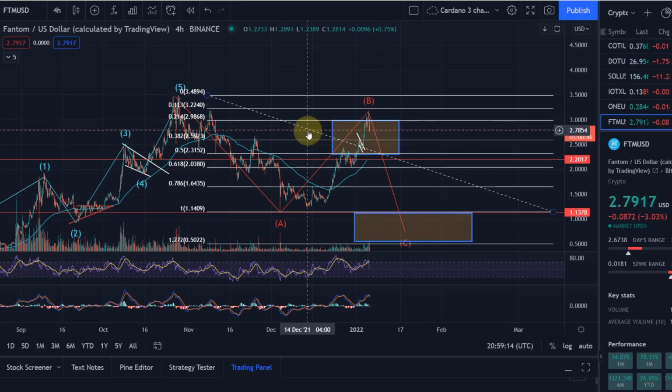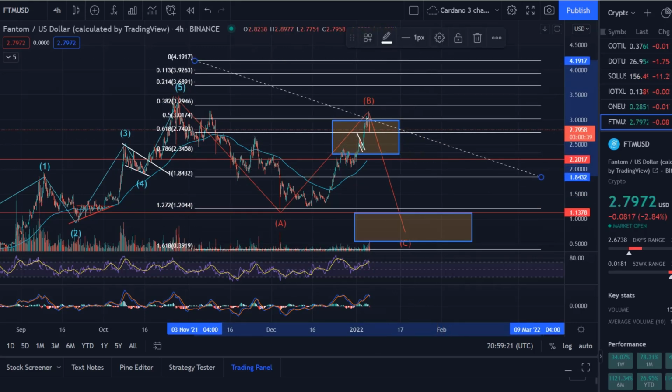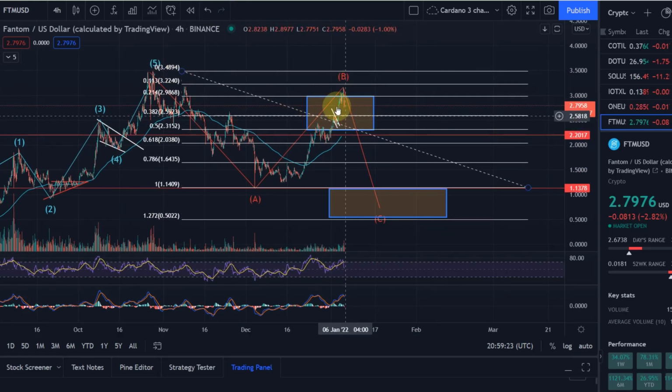And with the highest probability around the 0.618, that's where I put my emphasis, especially on the wave B retracement. And then we're going to come down here in a wave C now to the downside, in my view. Of course it could go a little bit higher, but the higher it goes now, the more it can fall then in the wave C.